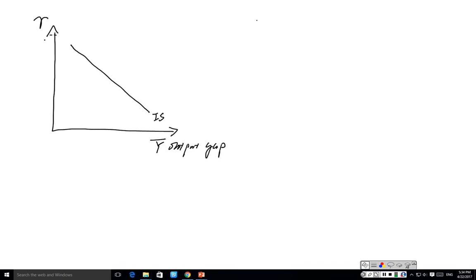So what caused the IS curve to shift? The main reason is aggregate demand shock. Aggregate demand shock includes the positive aggregate demand shock and the negative aggregate demand shock. So let's first look at the positive aggregate demand shock.